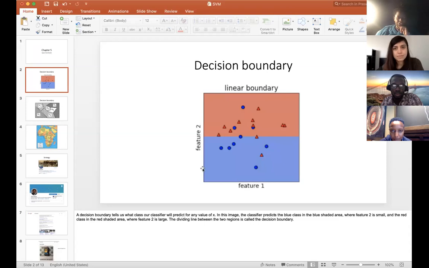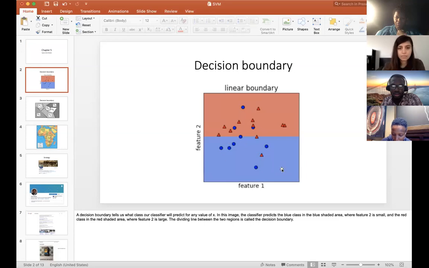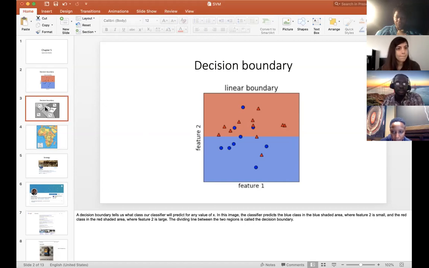Last time, this was mainly for Chima, he was asking about decision boundaries, okay? The decision boundary tells us what our classifier will predict for any value of X. So in this image, it predicts that the blue class, the rounds, are in the blue shaded area, and the red class is in the red shaded area. And so the line that divides these two regions is called a decision boundary. It's super important for understanding support vector machines.